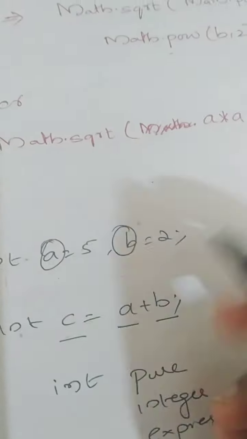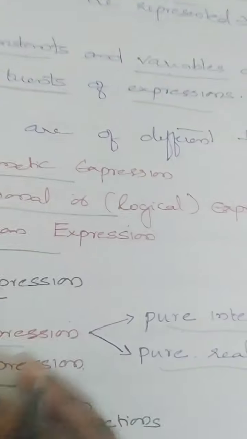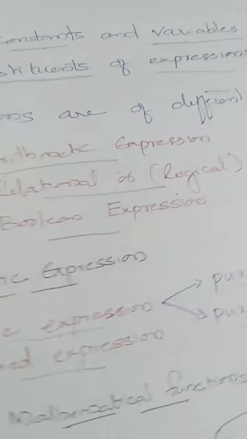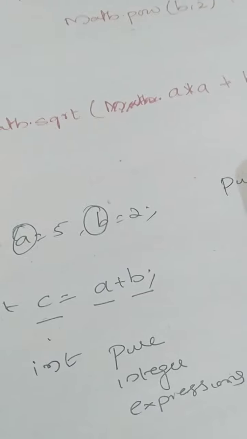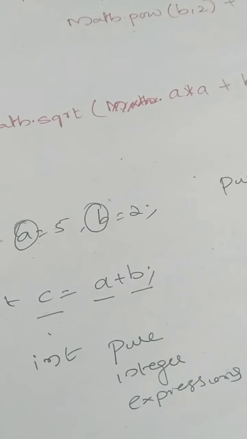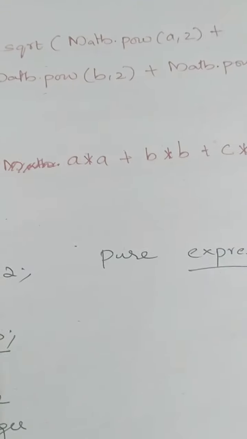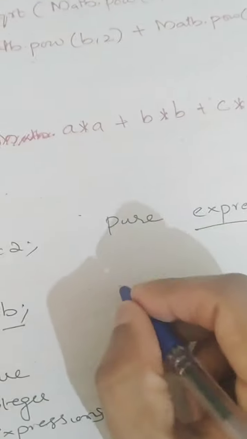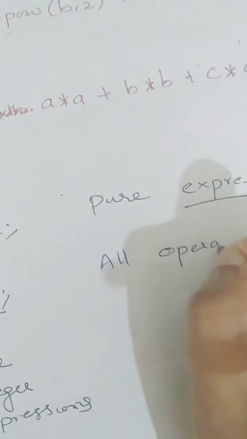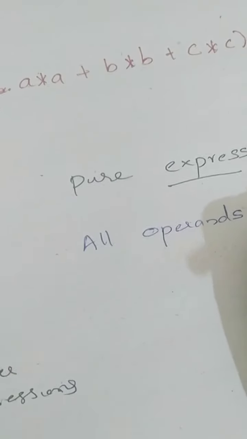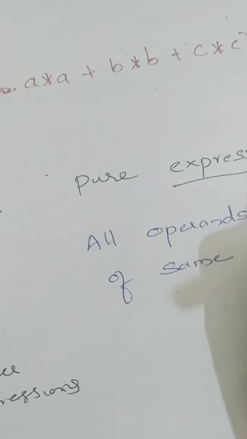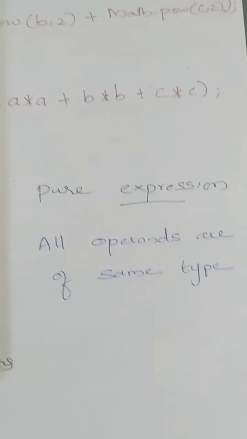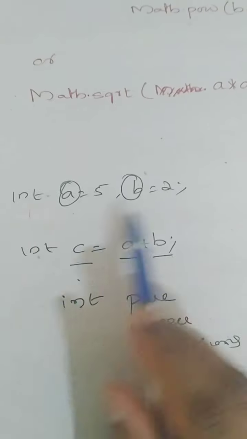That is, pure expression consists of two kinds, pure integer and pure real. In pure expression, all the operands are of the same type. The difference between pure expression and mixed expression will be asked. In pure expression, listen carefully, all the operands are of the same type. Pure expressions are expressions in which all the operands are of the same type. Here a, b, c are all integer.